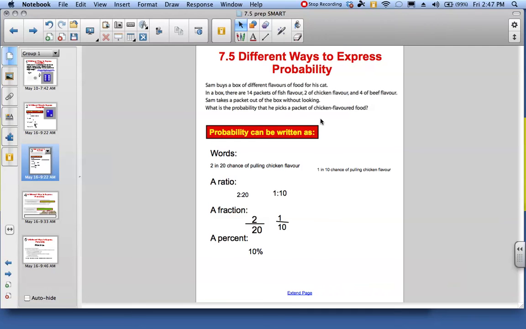So, 20 packages in the box, 14 are fish, 2 are chicken, 4 are beef. He reaches in without looking and grabs a package. What is the chance that it's chicken? Well, a 1 in 10 chance, a 1 to 10 ratio, a 1 over 10 for a fraction, 1/10 of the time. The probability is it would be chicken, and there's a 10% chance or 10% probability he would pull out chicken.